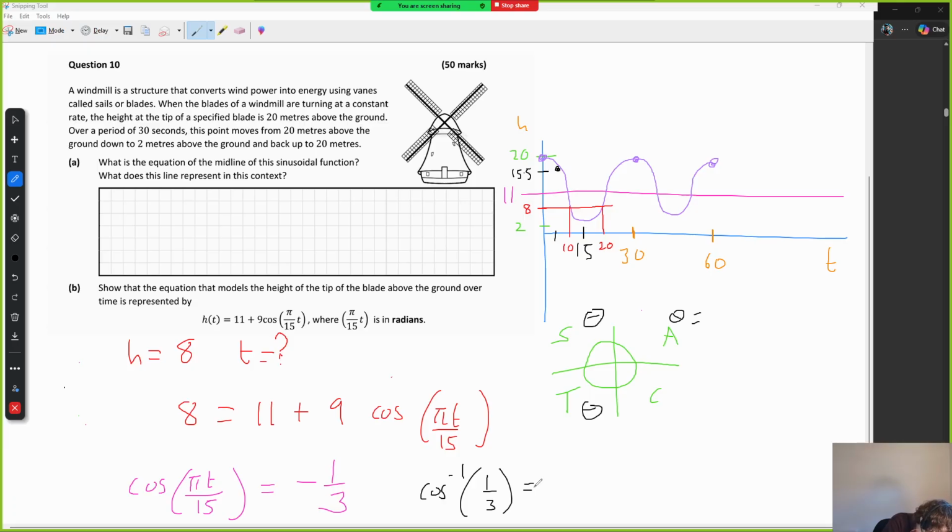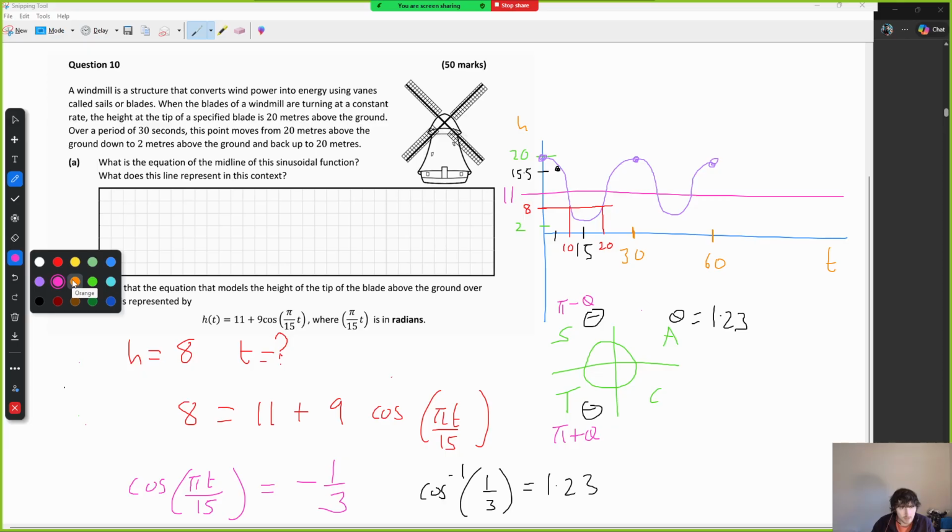So we go cos inverse of plus a third, and that in radians works out at about 1.23. I'll round this, we'll use 2 decimal places, and that's in radians. Now that's not one of our answers, that's just the theta in this quadrant. To move into the quadrants that we actually get our answers from, the rule for the second quadrant is pi minus theta, and it's pi plus theta for this quadrant.